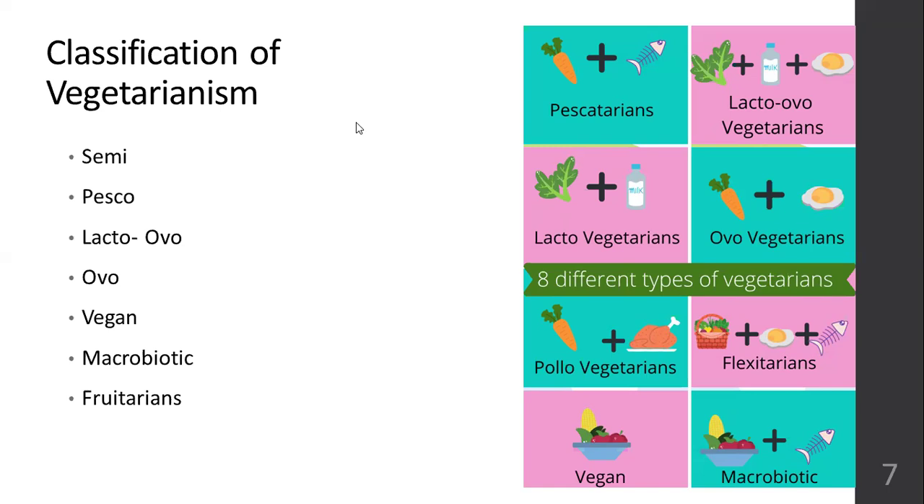So that is the statistics in India. Predominantly, India is a plant-based diet kind of country, but the majority is still non-vegetarian.